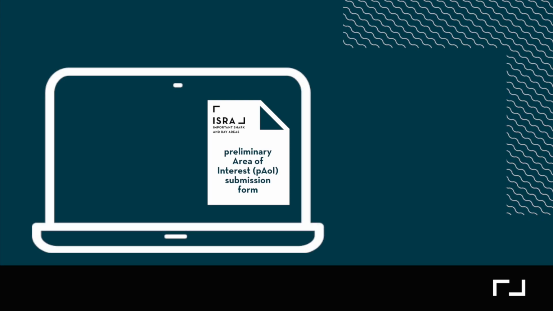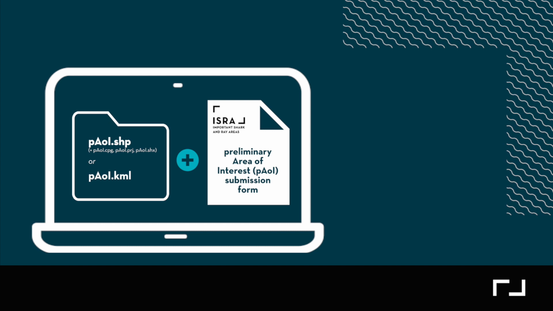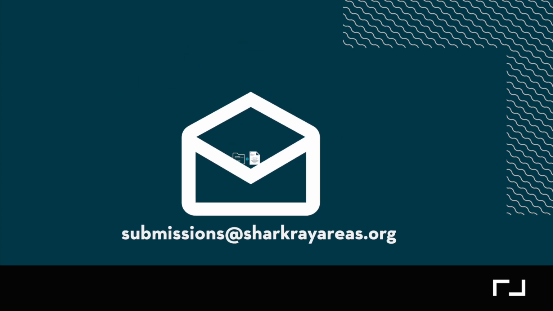Complete your submission by sending your complete preliminary area of interest submission form, together with your area polygon, as a shape or KML file format by email to submissions@sharkrayareas.org before the deadline. If you reference literature not available online, attach a copy of these documents to the submission email.